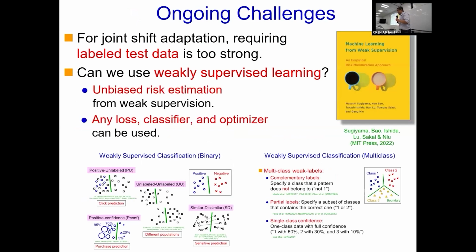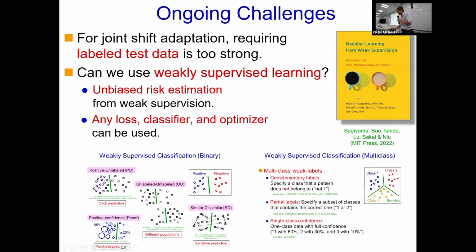Weakly supervised learning is another line of research our team has conducted for about 10 years now. I won't go into the detail, but we have an unbiased risk estimation approach for weak supervision. We consider 7 different weakly supervised learning problems, and for each of them we can obtain an unbiased risk estimator. This is based on empirical risk minimization, so we can use any loss function, classifier, or optimizer in this framework. It's a fairly general approach.